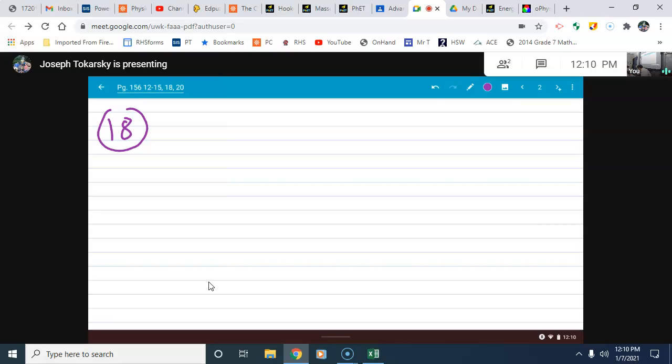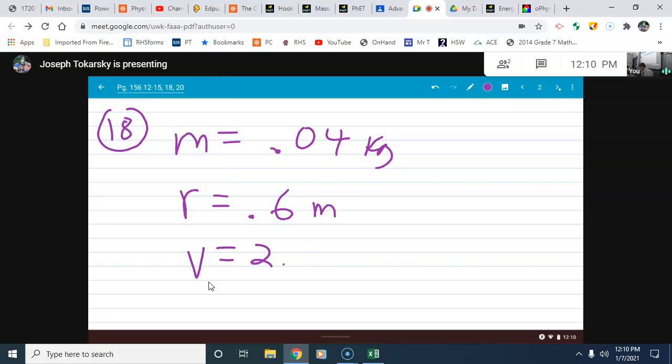Centripetal force. A 40-gram stone, we need to convert that immediately to kilograms. That'll be 0.04 kilograms. It's on the end of a string, kind of like what I was using the last couple of days, just swinging something around like that, in a horizontal plane. 0.6 meter string, that would be the radius of the circle, at a speed of 2.2. What's the tension in the string?